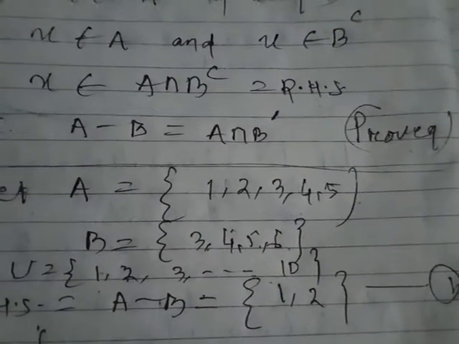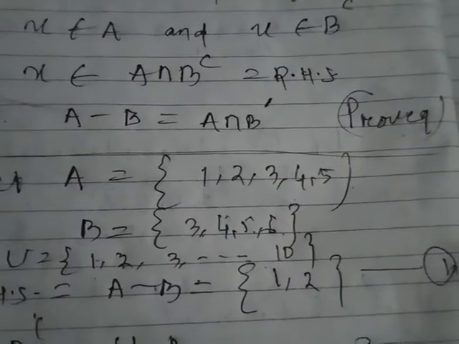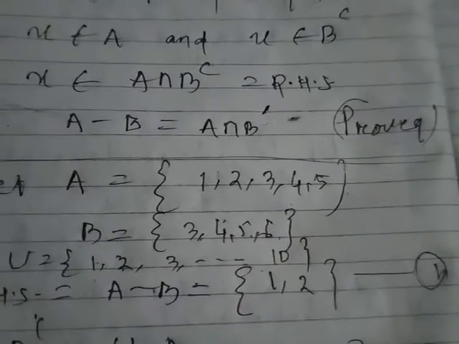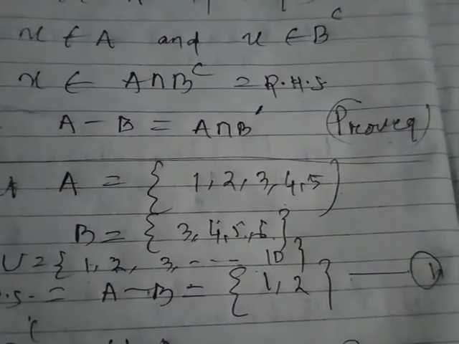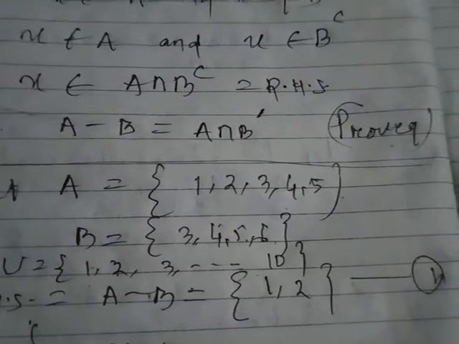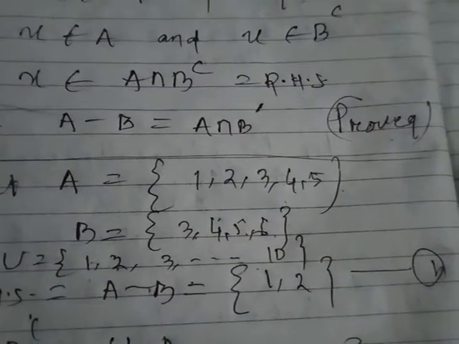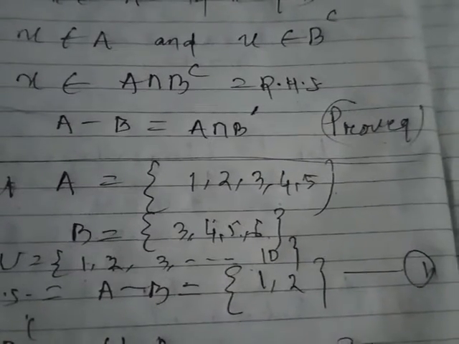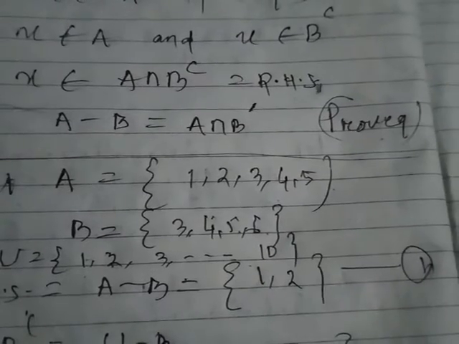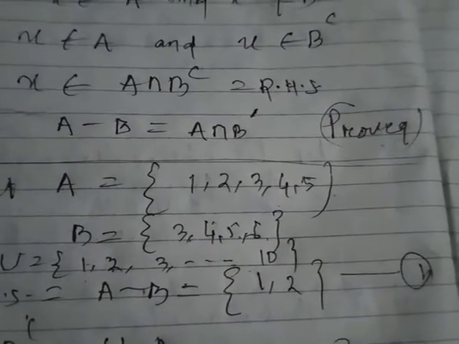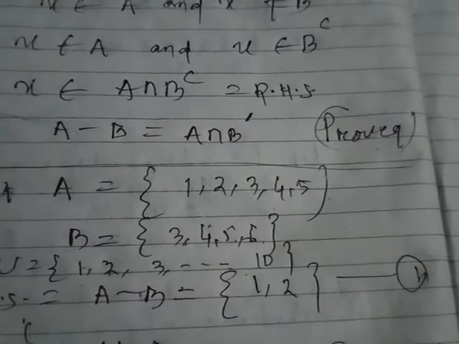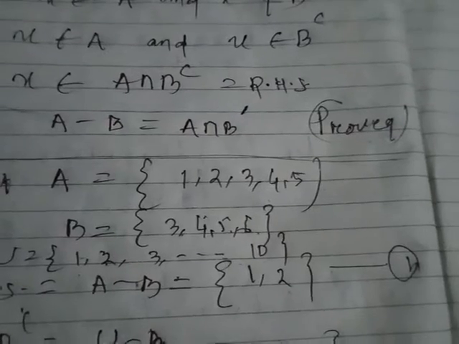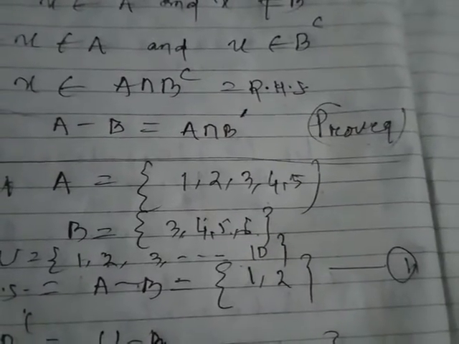A difference B means those elements that are elements of set A but not elements of set B. Which elements are in A but not in B? You see, the element 1 belongs to A but 1 does not belong to B. So 2 belongs to A, 2 does not belong to B. That is why we take the elements 1 and 2. But we cannot take 3 because 3 belongs to A and 3 belongs to B. Similarly 4 belongs to A and B, and 5 belongs to A and B.